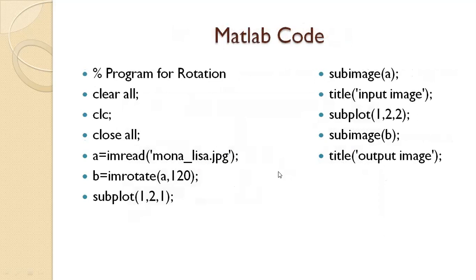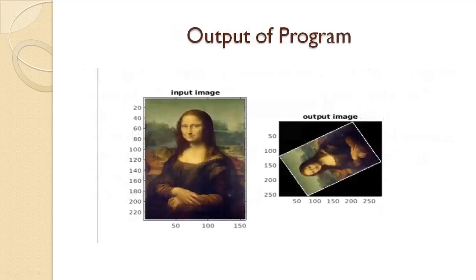This is the code for rotation of the image. After rotation, we can see the output. The input image is like this, and the output image after rotation is like this. Now I will run the program.